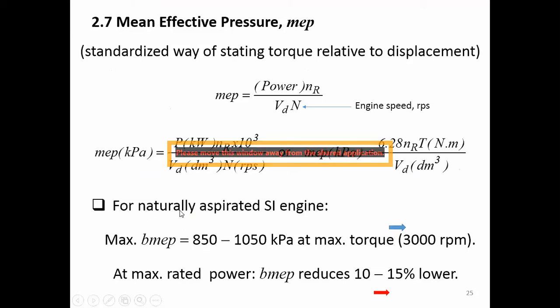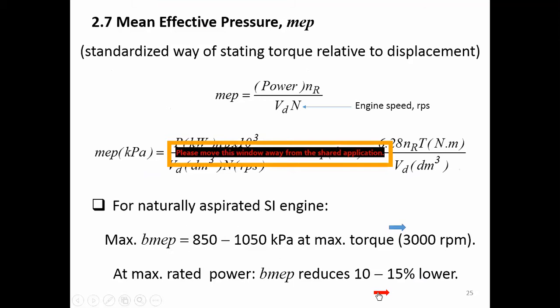We use the naturally aspirated SI engine. We use the maximum BMEP at the maximum torque already. So how about at maximum rated power? At maximum rated power, the BMEP will reduce to about what? 10 to 15% lower than the number here.